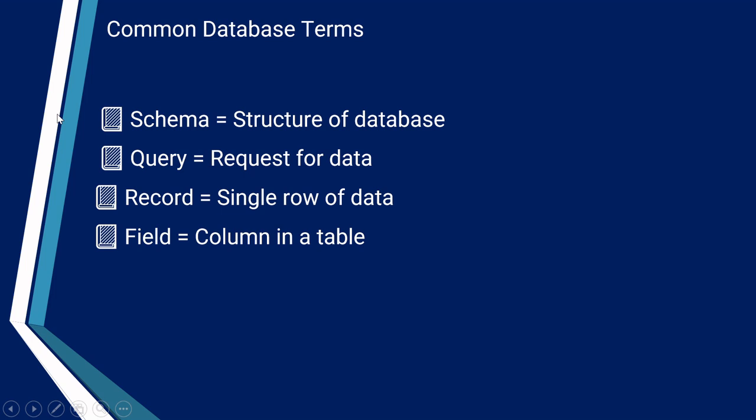Before we move forward, let us clarify some terms. A schema is the structure of your database. A query is a request for data. A record is a single row and a field is a column.